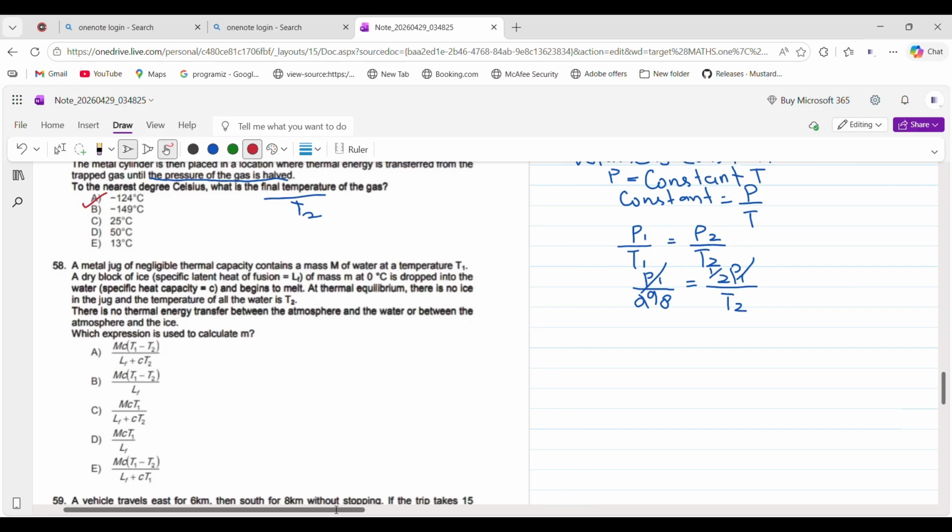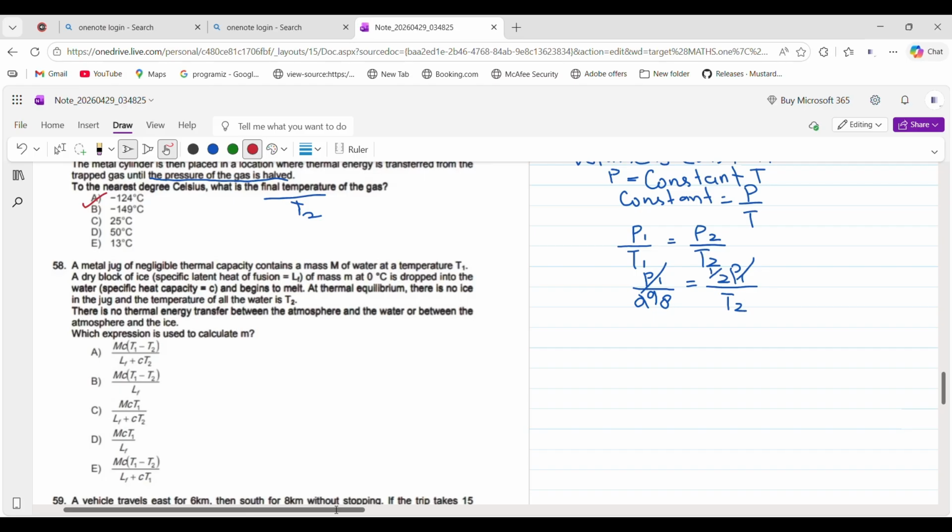A metal jug of negligible thermal capacity contains a mass m of water at temperature T1. A dry block of ice, specific latent heat of fusion LF, of mass m at 0 degree centigrade, is dropped into the water, specific heat capacity C, and begins to melt. At thermal equilibrium, there is no ice in the jug and temperature of all the water is T2. There is no thermal energy transfer between the atmosphere and the water or between the atmosphere and the ice. Which expression is used to calculate?